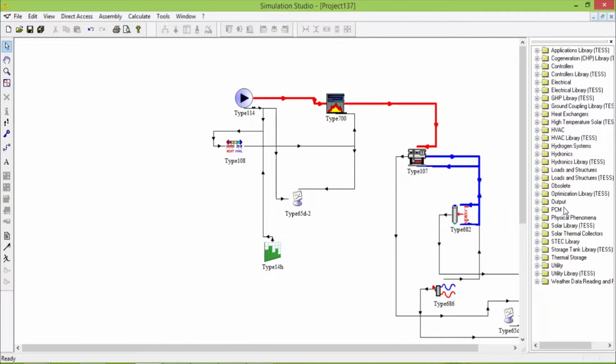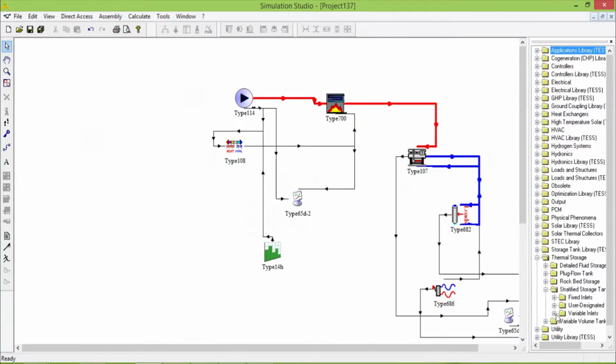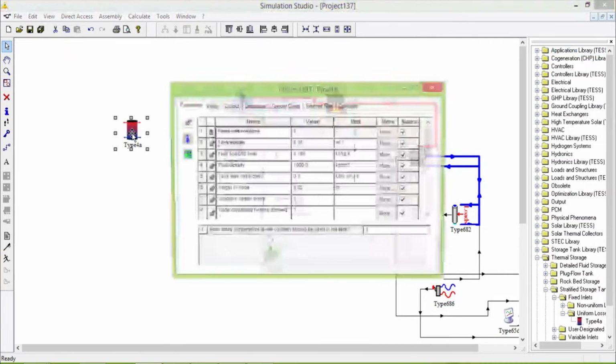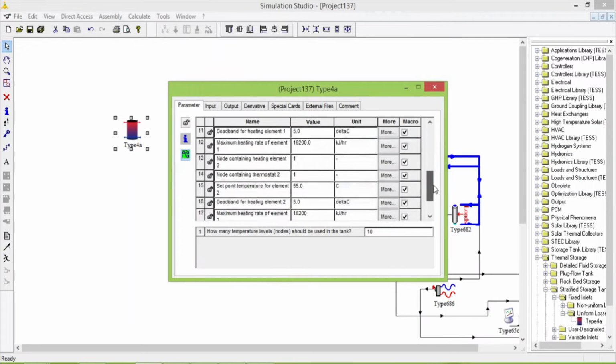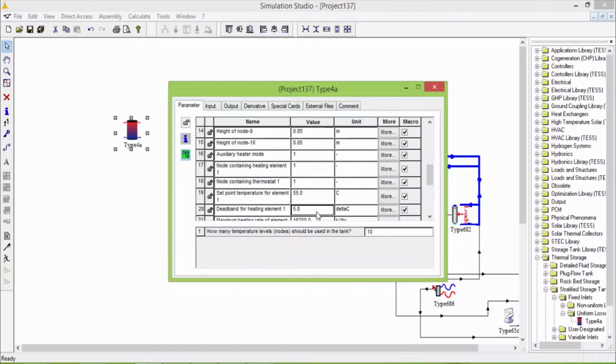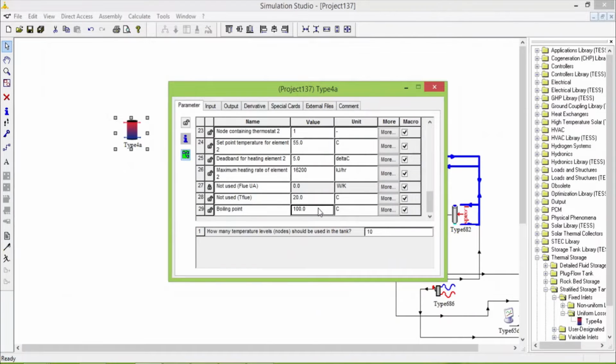Okay, let's add the thermal storage. So we will use a stratified storage tank, fixed inlets, uniform losses, type 4A. I will change the volume to 15 cubic meters and I will use 10 nodes, and I need to change the boiling point of water to 200.